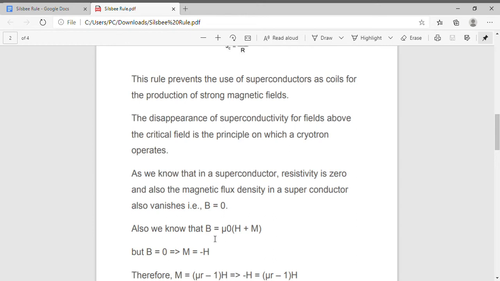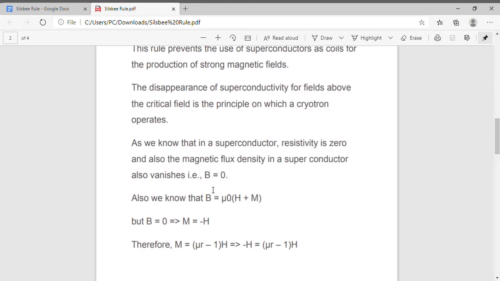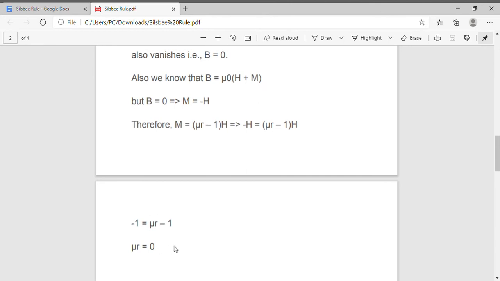Now, using the relation between B, H and M, since B equals mu 0 (H plus M), where mu 0 is the permeability in vacuum, by putting B to be 0, I will get M equal to minus H. Now, using the relation between M and H and relative permeability, M equals (mu R minus 1) H. Putting M equal to minus H, I will get mu R equal to 0. So, relative permeability is 0.